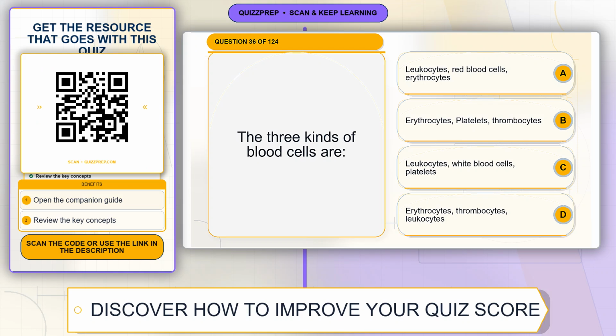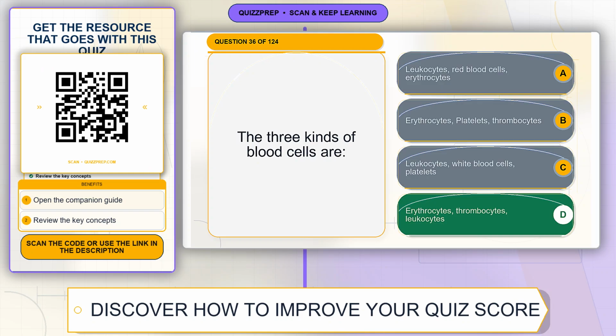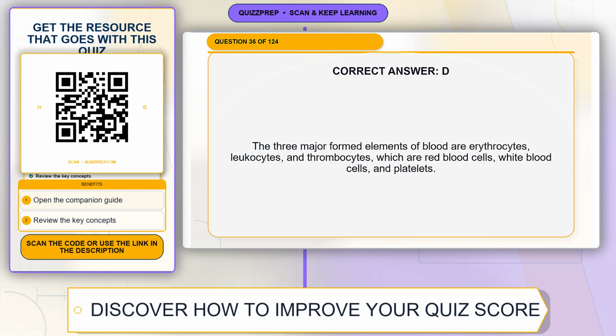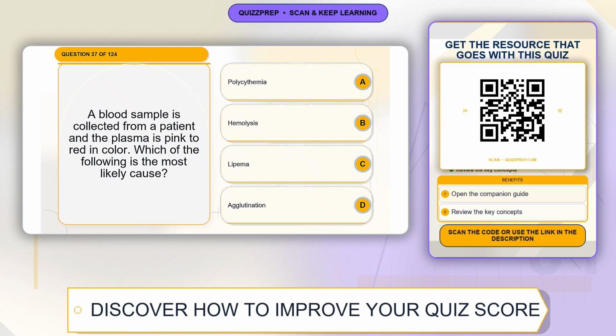Question 36. The three kinds of blood cells are: Option A, leukocytes, red blood cells, erythrocytes. Option B, erythrocytes, platelets, thrombocytes. Option C, leukocytes, white blood cells, platelets. Option D, erythrocytes, thrombocytes, leukocytes. The correct answer is option D, erythrocytes, thrombocytes, leukocytes. Explanation. The three major formed elements of blood are erythrocytes, leukocytes, and thrombocytes, which are red blood cells, white blood cells, and platelets.